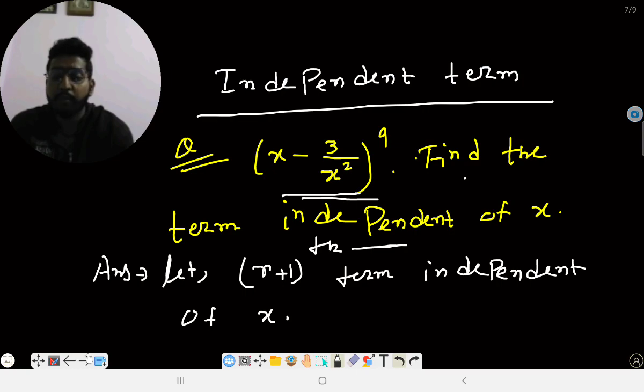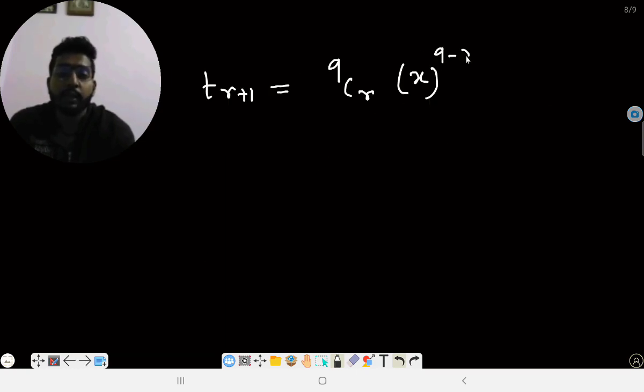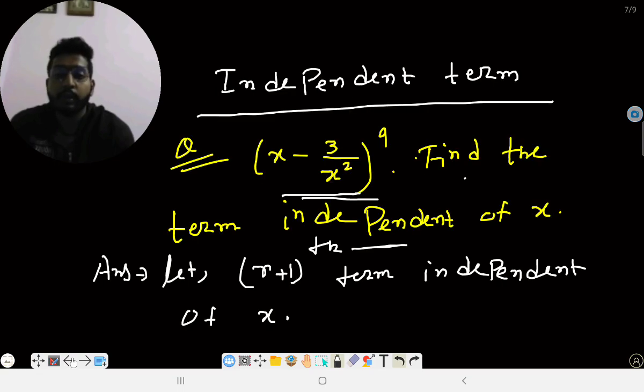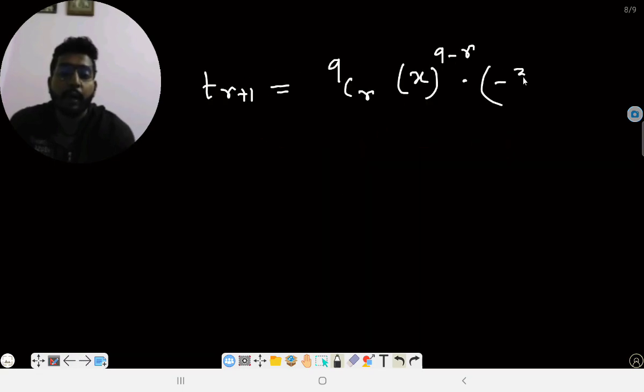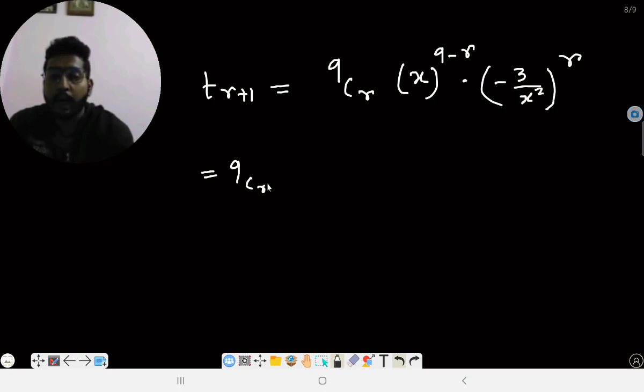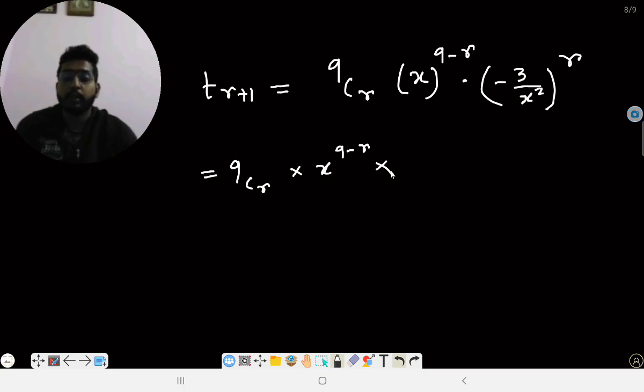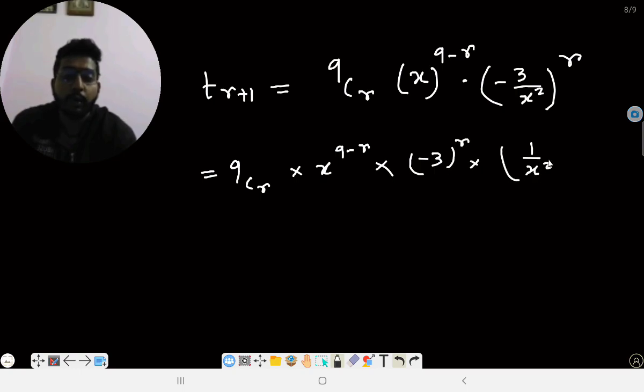So T(r plus 1), same thing. What is the formula? nCr. So it will be 9Cr a to the power, that means x to the power n minus r, so that will be 9 minus r, into b to the power r, that means (minus 3 by x square) to the power r. So that will be 9Cr x to the power 9 minus r into, now we have to separate the constant and the variables. So here we can write (minus 3) to the power r into (1 by x square) to the power r.